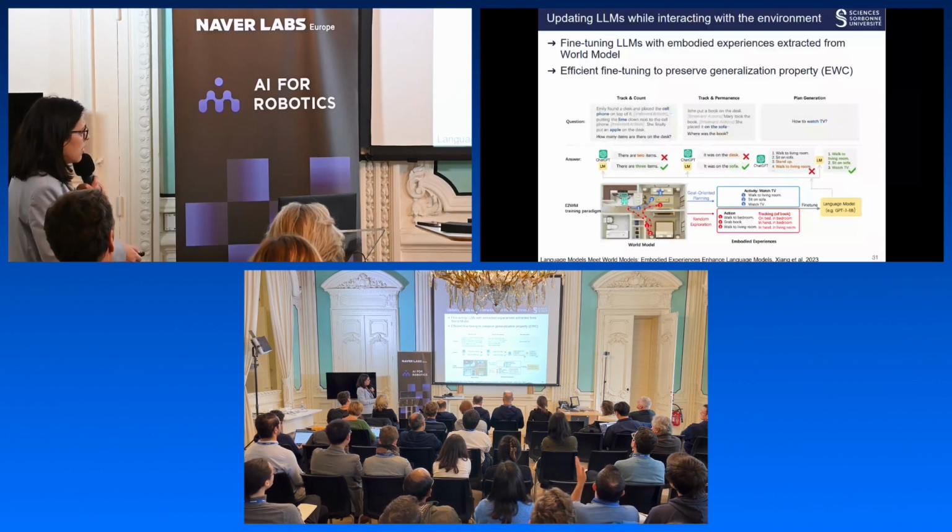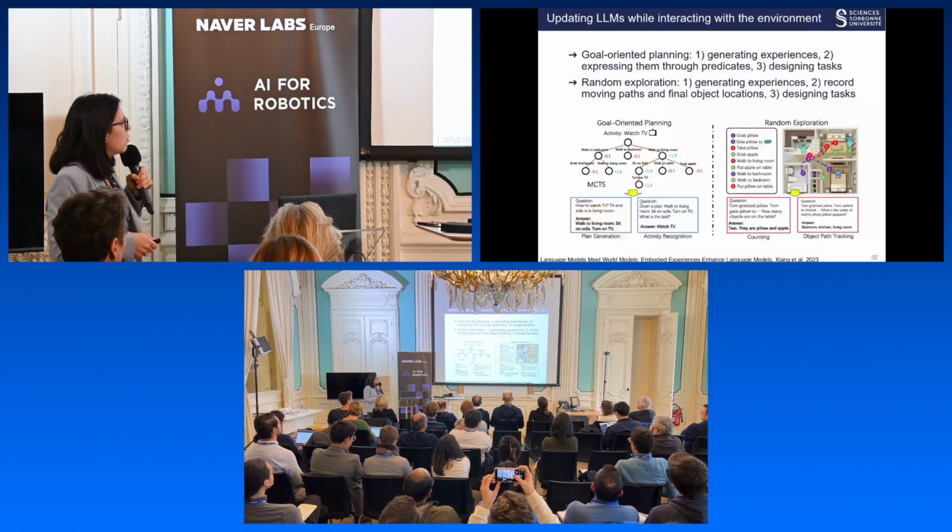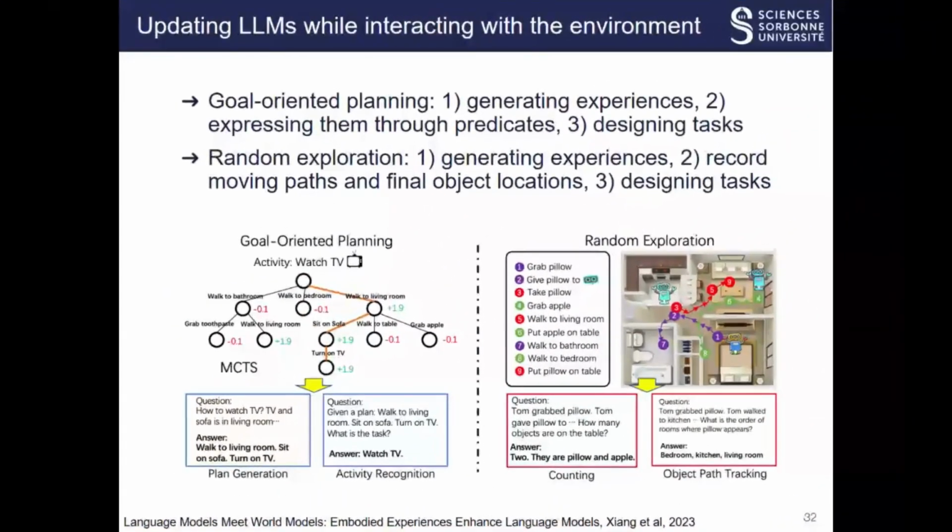So the whole question is, how do they generate those data? Regarding goal-oriented planning, what they have done is to generate experiences within an environment, and then express different predicates according to the action performed within the environment. You have different predicates such as walk to bathroom, walk to bedroom, and so on. And they have associated transition probabilities according to the real experience simulated within the environment.